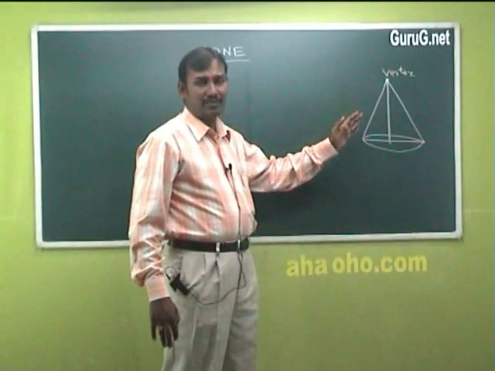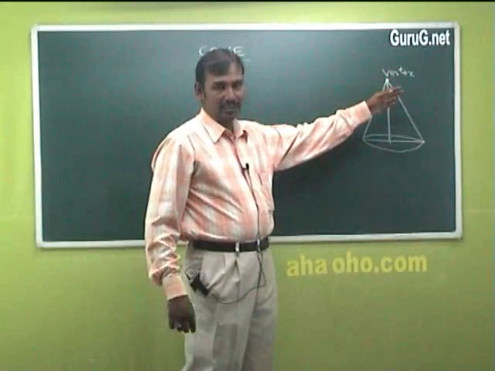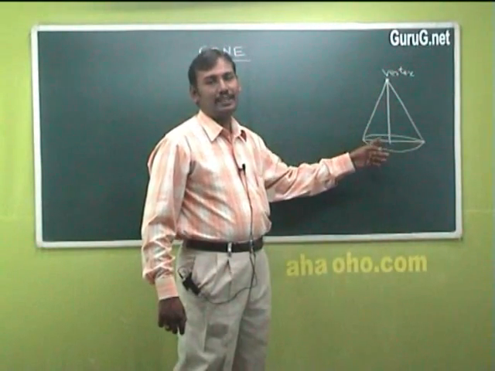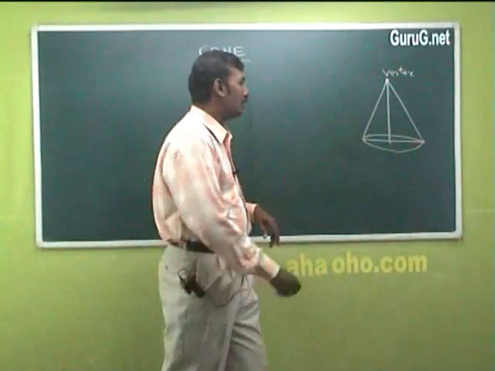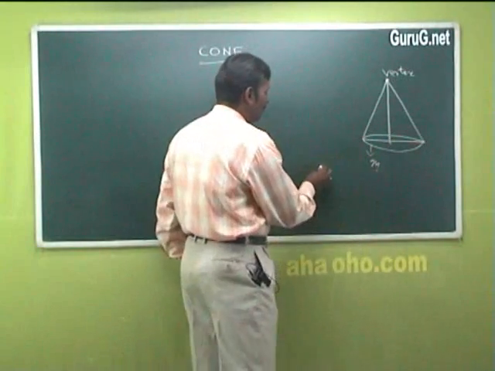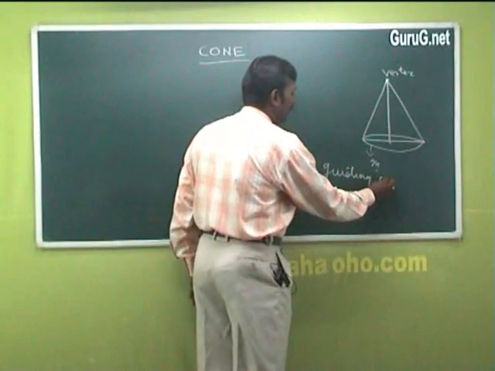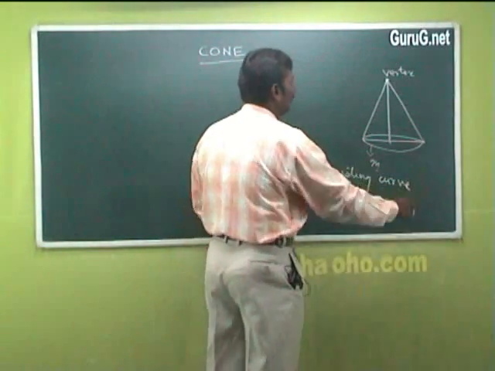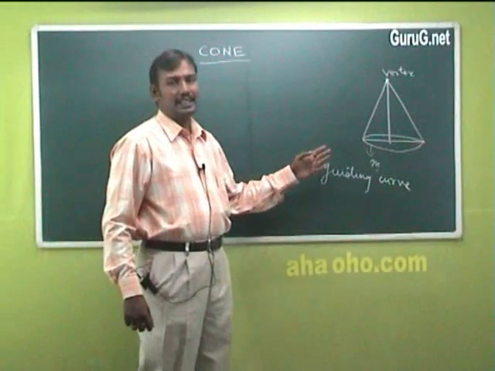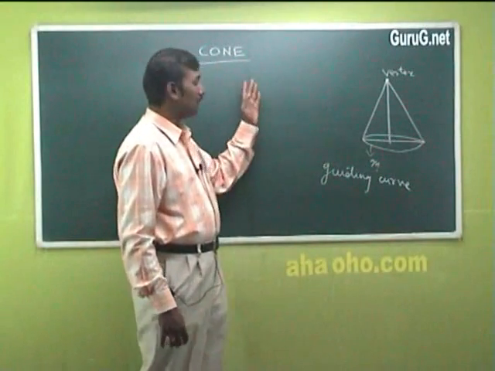A cone is nothing but what? A surface generated by a straight line which passes through a fixed point and satisfies one more condition. It may intersect a given curve, so this is a given curve. This given curve is called what? It's a guiding curve, right? This fixed point is called a vertex, and the straight line is called a generator. Okay, this is the concept of this cone, right?